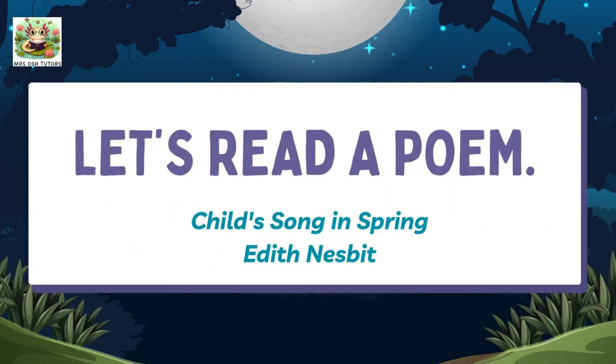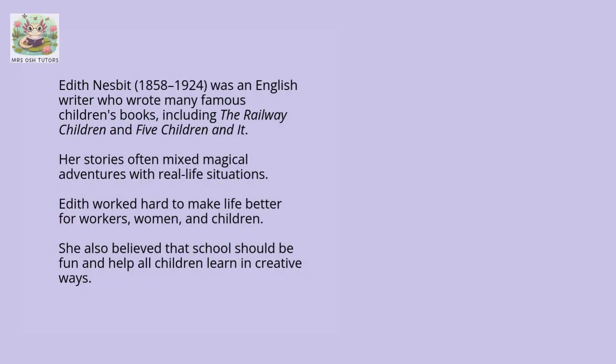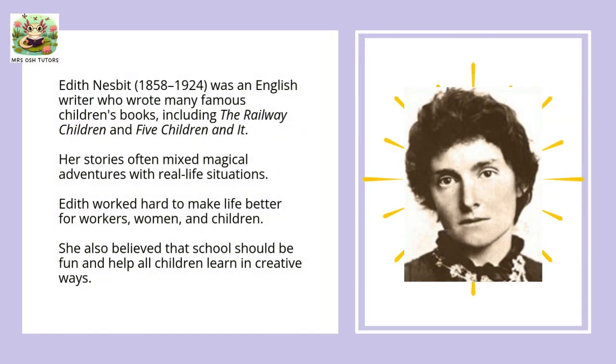The poem we're going to use today is an Edith Nesbit poem called Child's Song in Spring. Here it is. Well, actually, I'm going to tell you a little bit about Edith Nesbit first. You may know her as the author of 5 Children and It, or The Railway Children. She was a turn-of-the-century author, an English writer, much enjoyed. Her stories often mixed magical elements with real-life situations.